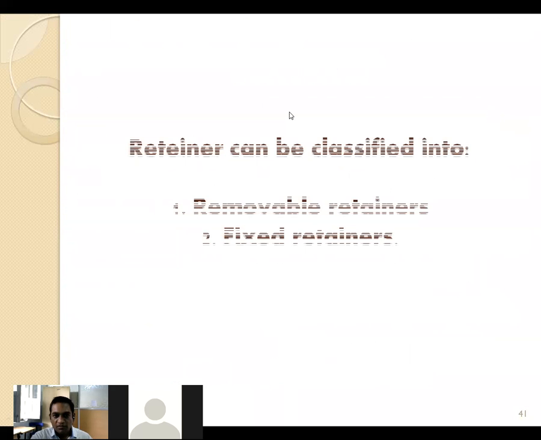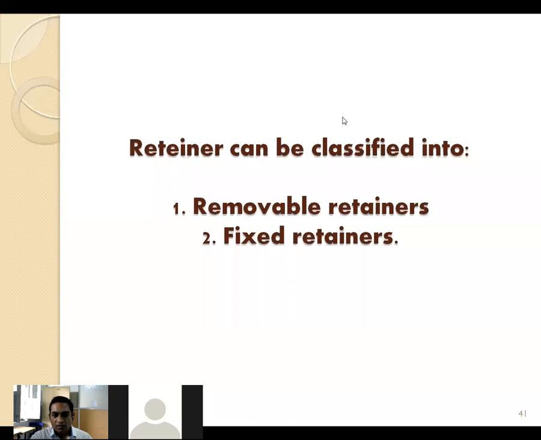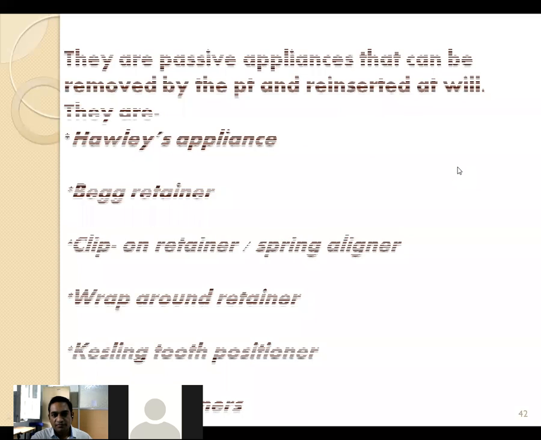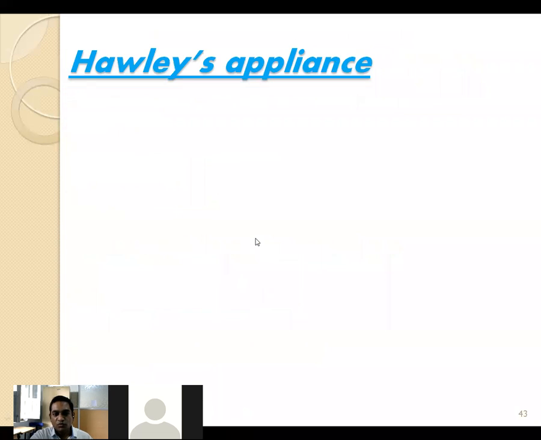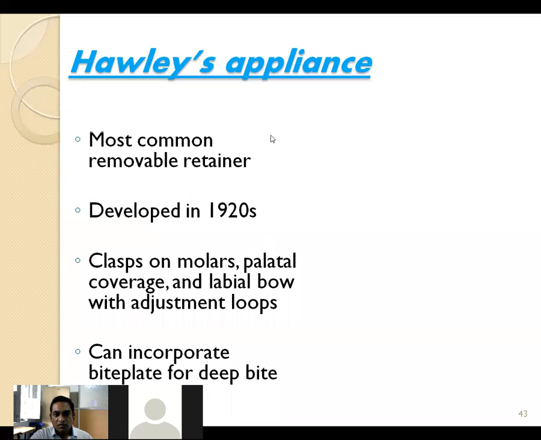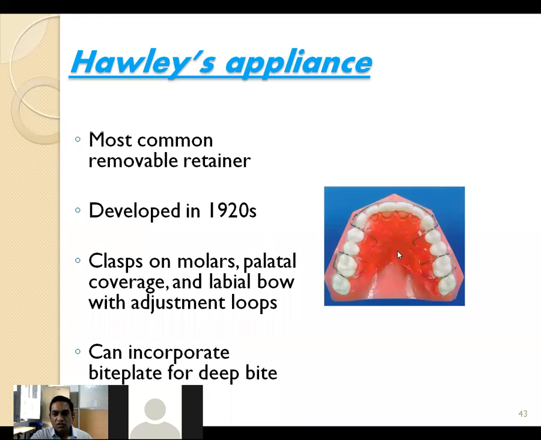Coming to the retainers, the types of retainer can be removable or fixed. Coming to the removable retainers: Begg retainer, clip-on retainer, wraparound retainer, Kesling tooth positioners. Coming to the Hawley retainers, this is how the Hawley retainer looks like. This is a short labial bow or long labial bow, with Adams clasp on both sides for retention, and palatal acrylic.